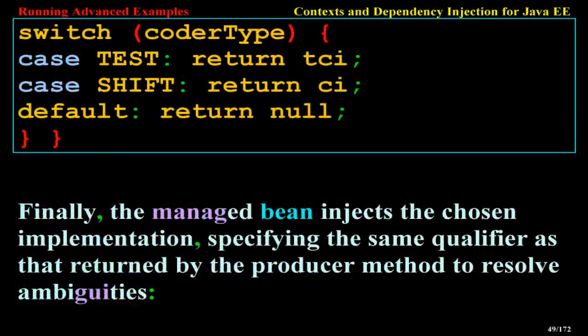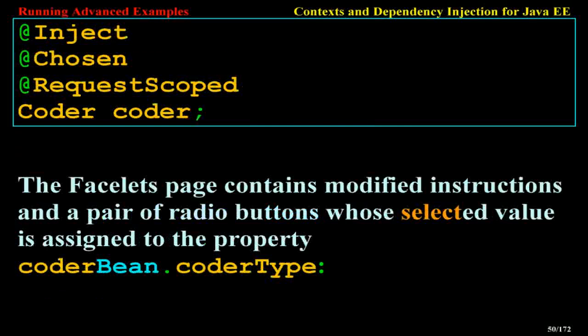Return TCI, case shift. Return CI, default. Return null. Finally, the managed bean injects the chosen implementation, specifying the same qualifier as that returned by the producer method to resolve ambiguities. @Inject @Chosen @RequestScoped Coder.